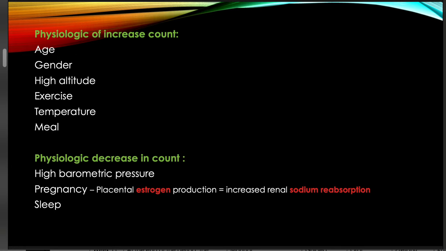When you say physiologic versus pathologic, physiologic means a normal increase in RBC count. Pathologic is an increase because of disease. So physiologic means it is still normal.